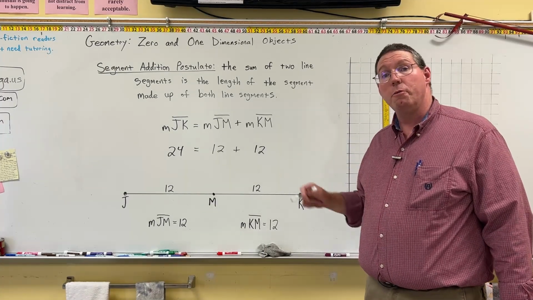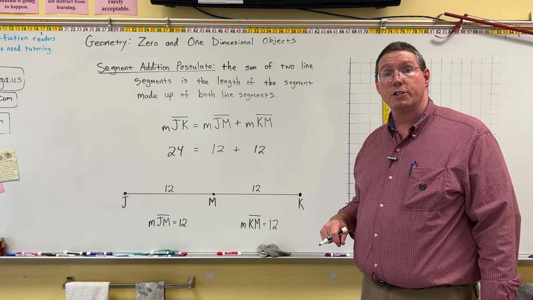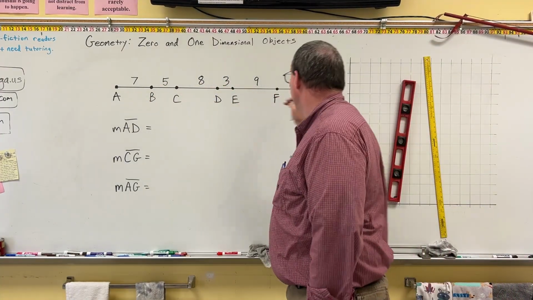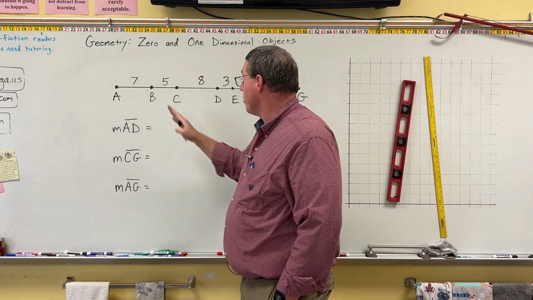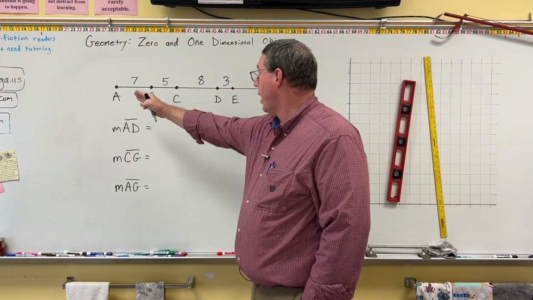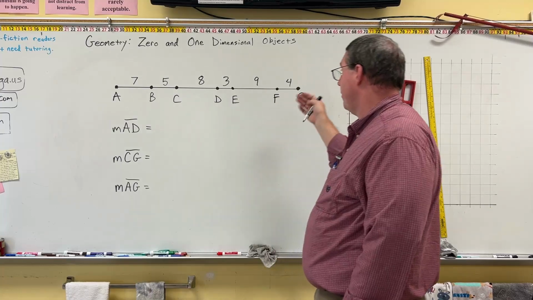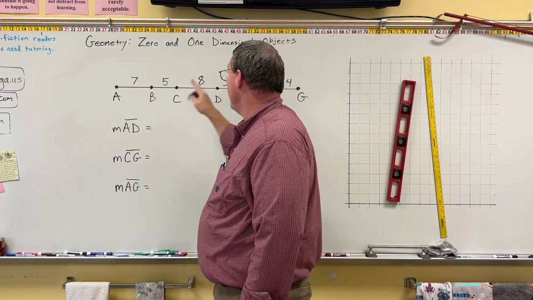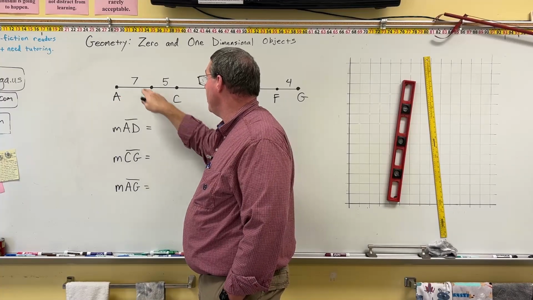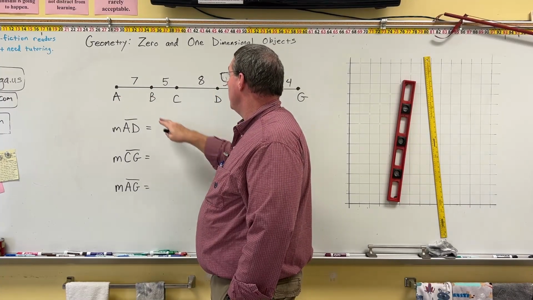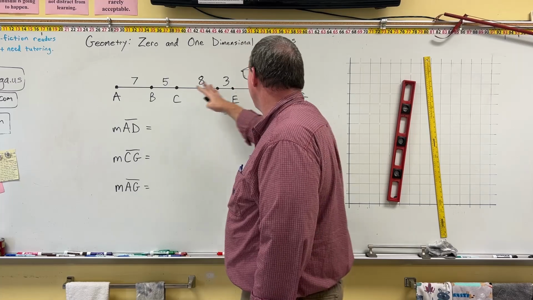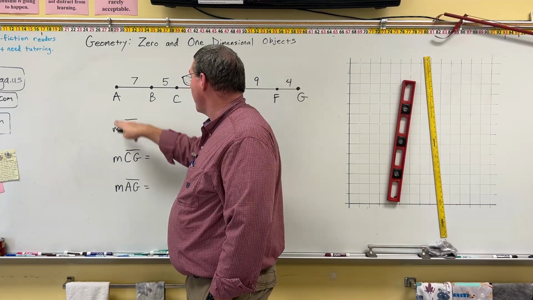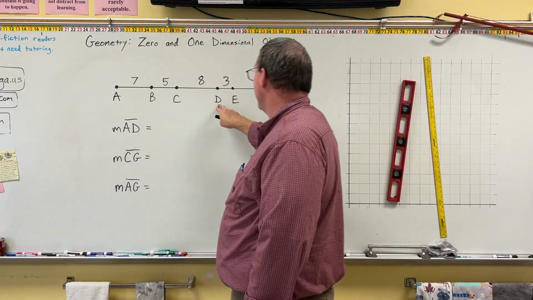Okay? I'd like to do a few more examples of this segment addition postulate. All right, so we have here line segment AG. And there are several points on line segment AG. We have points A, B, C, D, E, F, and G. Okay? And these numbers represent the measures of the intervals. So line segment AB has a length of 7, line segment BC has a length of 5, etc. Okay? And what we want to know here is the measure of line segment AD. So A starts here and it goes to D here.